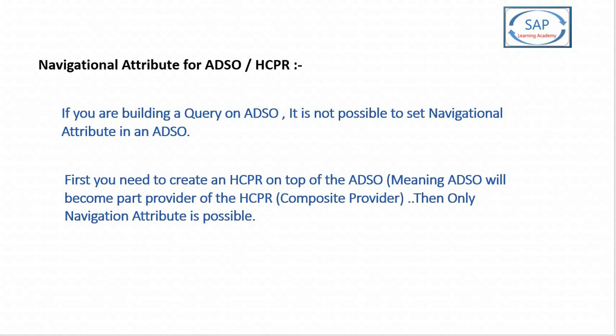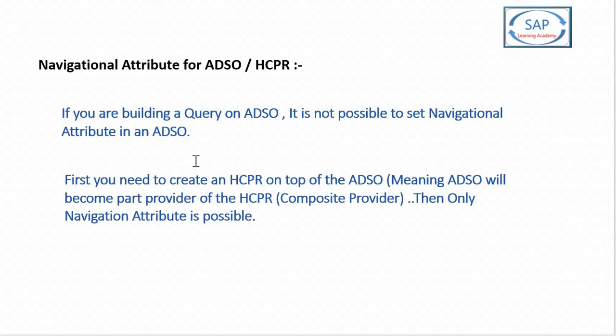So first, it is important to know the background for this. Like you want to create a query and there you want to access the navigation attribute. So how can you build the query first? You can build a query on either ADSO or on the composite provider that we call HCPR. And there's a restriction on ADSO. If you are building a query on ADSO, it is not possible to set navigational attribute in an ADSO. So that's the statement.